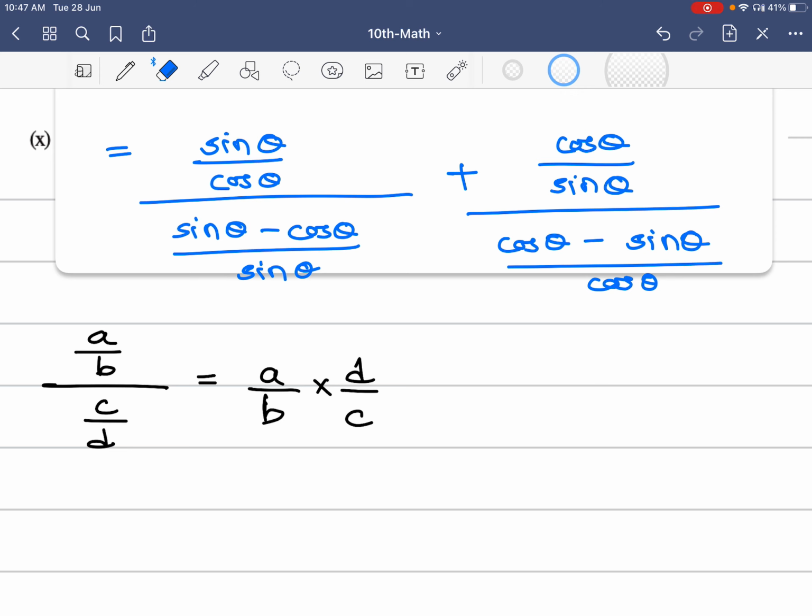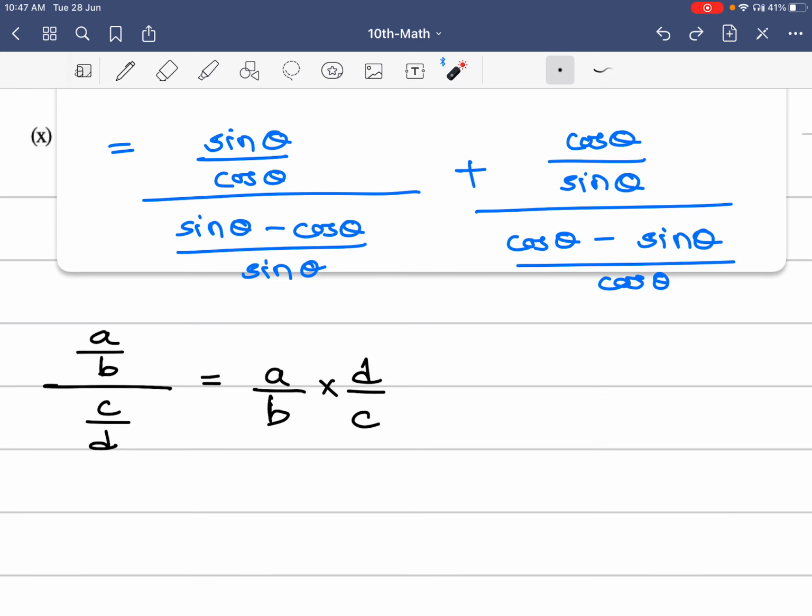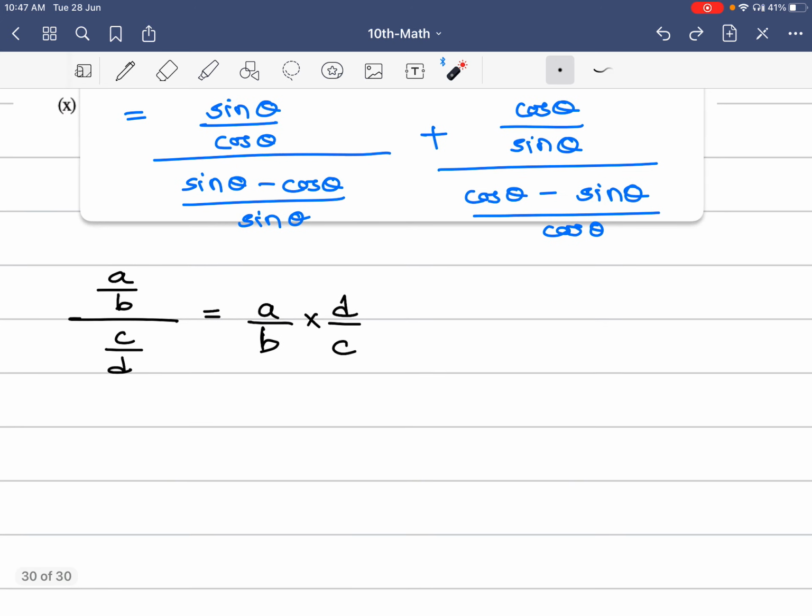Okay, so a by b divided by c by d is equal to a by b as it is, and the reciprocal of c upon d, that is d by c. So now using that, let's try to rearrange this fraction here, this whole term here.